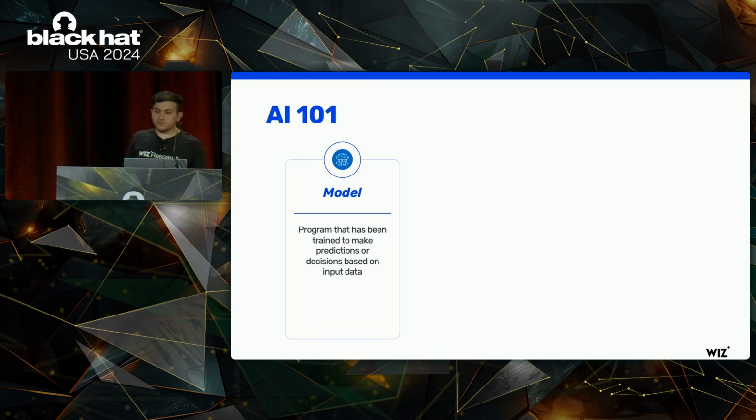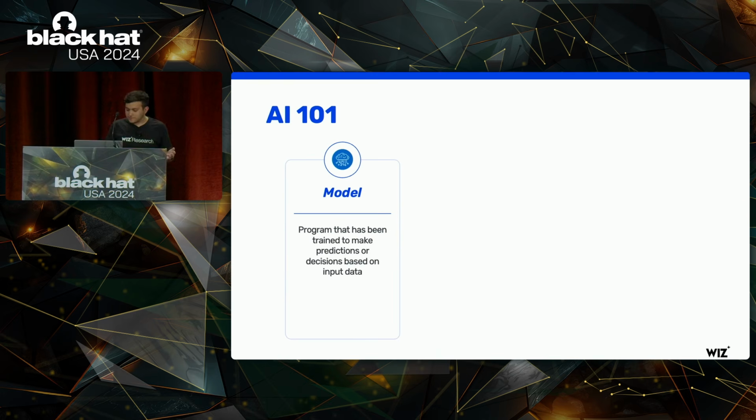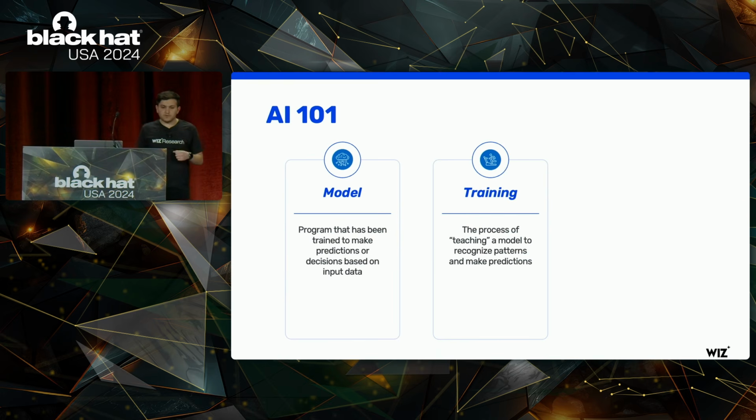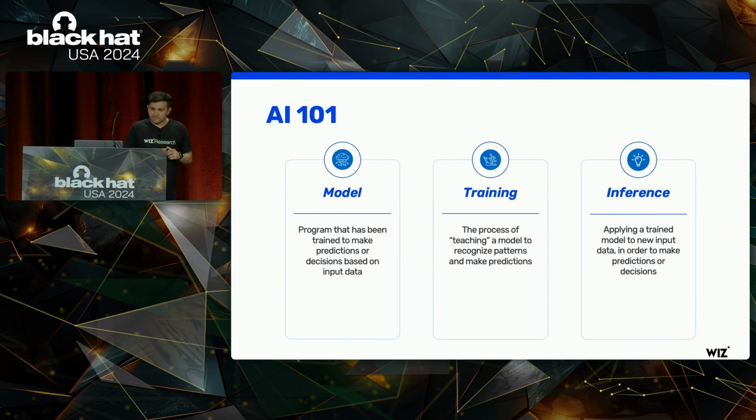In order to make the model do that, you first have to train it. When we say training, we're talking about the process where you quote-unquote teach a model how to recognize patterns and make predictions based on those patterns. The way we do that is by feeding tons of data into the model, called a dataset, and then adjusting its parameters accordingly. And finally, when you have the trained model and want to interact with it, that process is called inference, which is when you apply an already trained model to new input and make it make predictions or decisions based on the input data. When you go on ChatGPT and ask it something ridiculous, and it responds, that process is called inference.